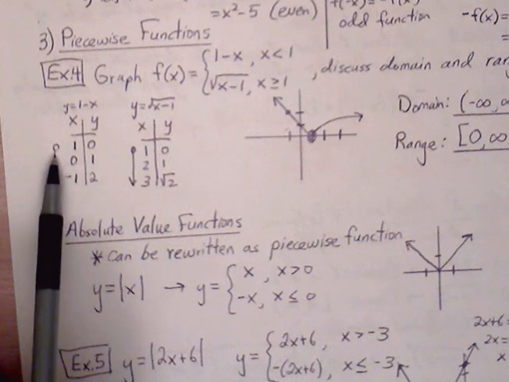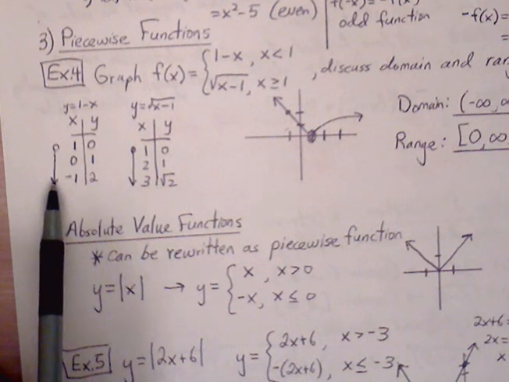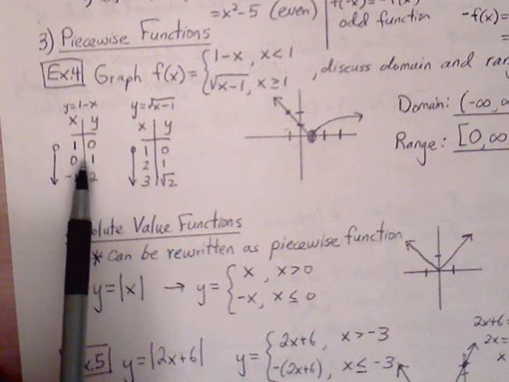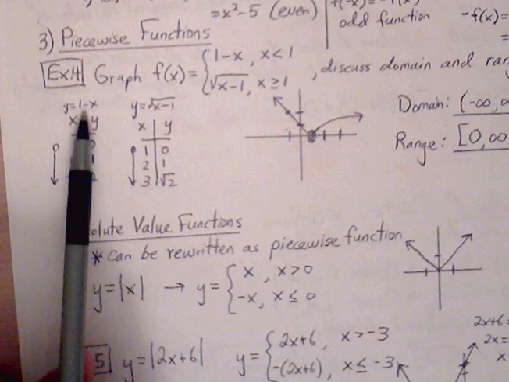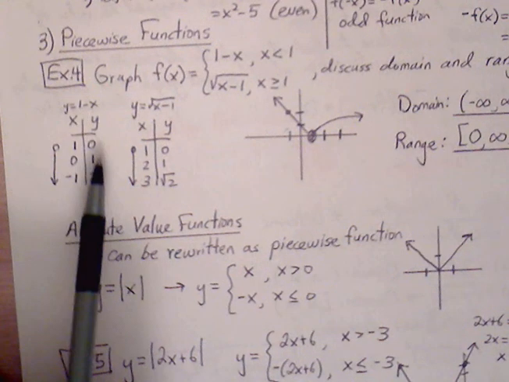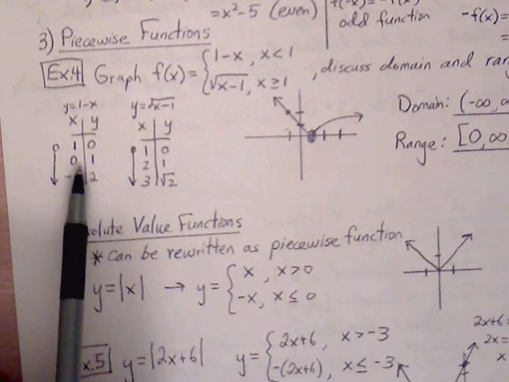From here I'm just going to plug these x values into my first piecewise function to determine the y values. If I plug in 1, I'll get 0. If I plug in 0, I'll get negative 1. If I plug in negative 1, I'll get a positive 2.